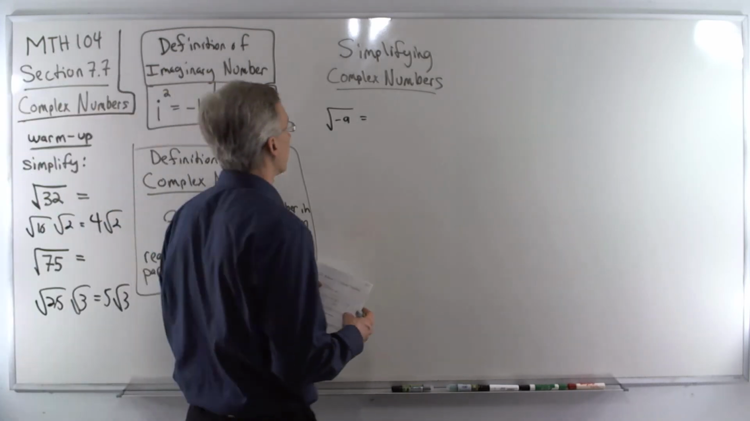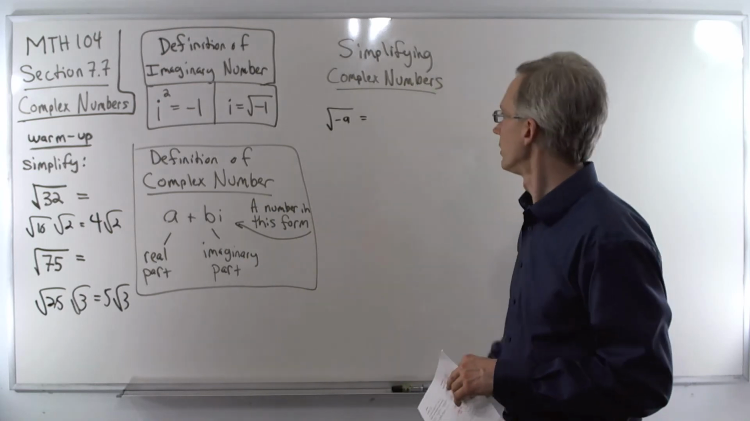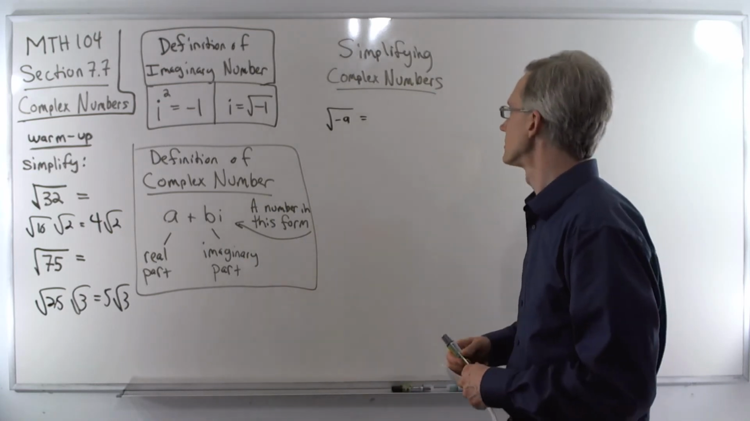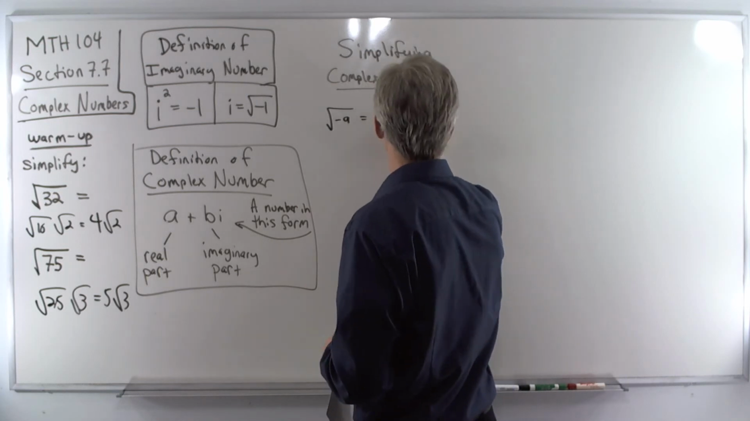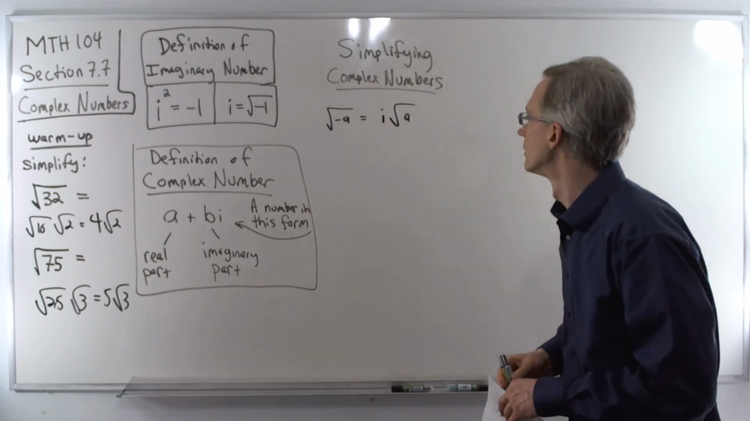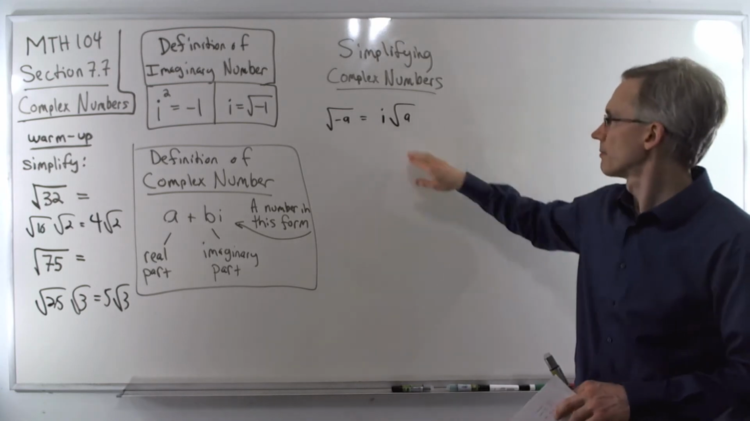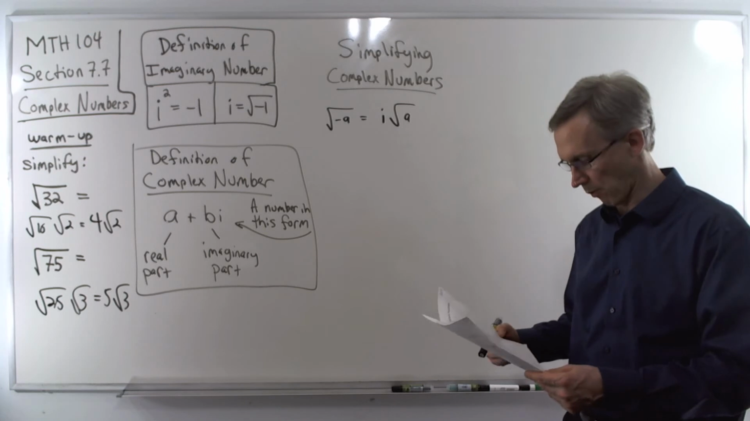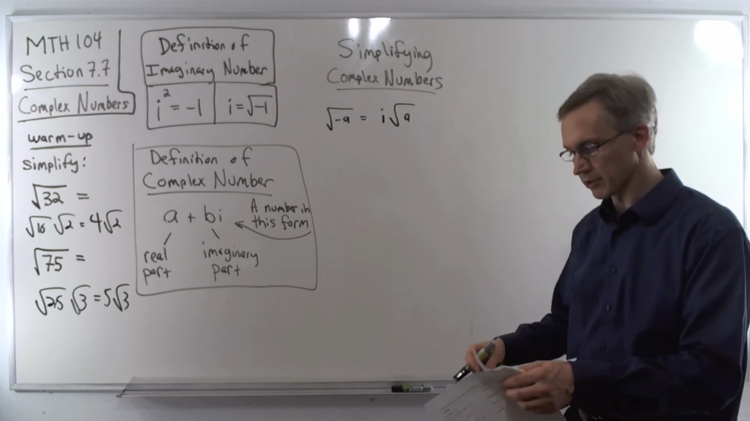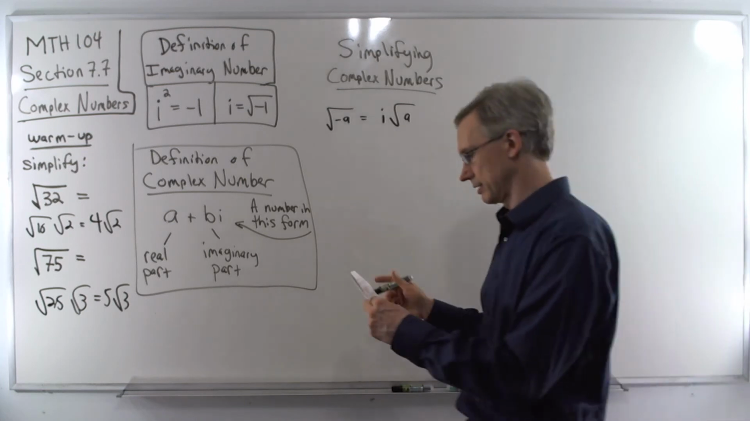So in simplifying complex numbers, we need a property to use. So this is, by definition, going to be i times the square root of a. So this is the property then we'll be using to simplify complex numbers. So let's take a look at an example of this in practice.